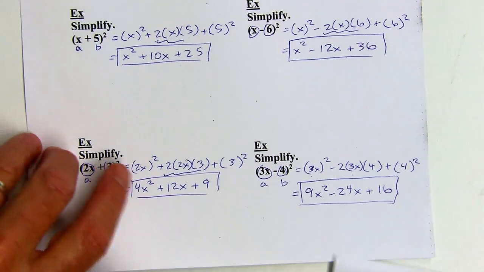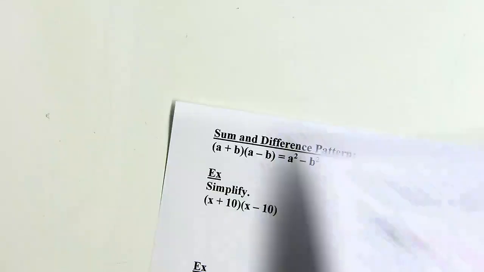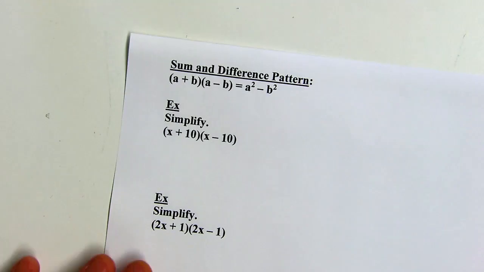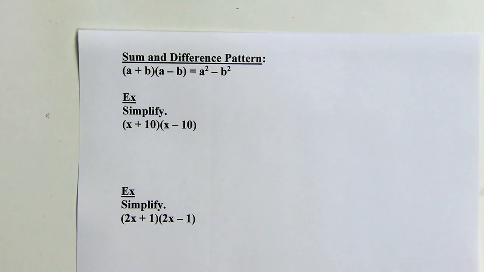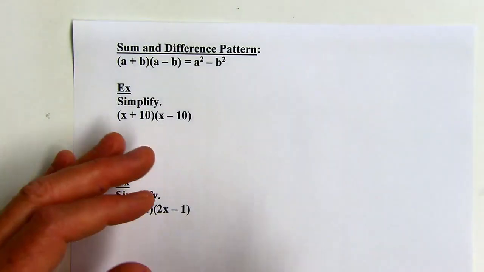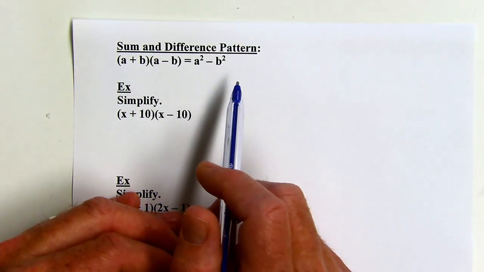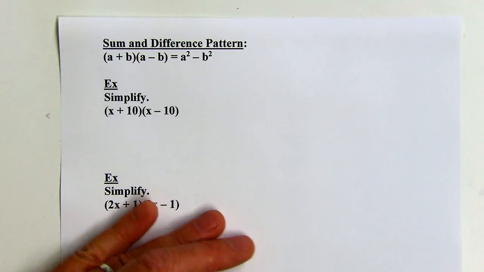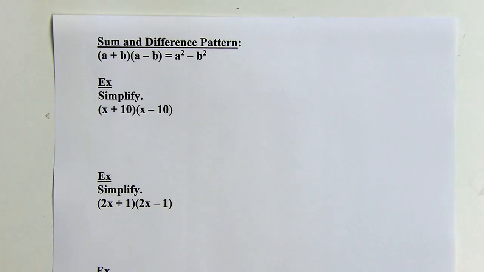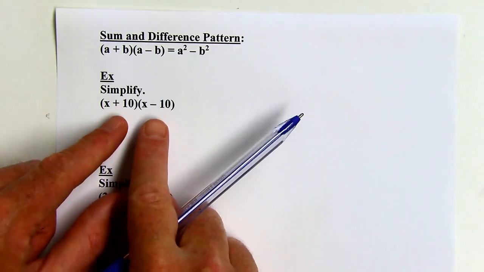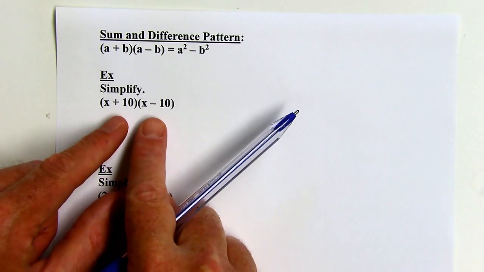On the next page, we have a different pattern, and in my opinion, this pattern is much more important than the ones on the first page, because we're going to use this pattern a lot when we are factoring later on. It's going to come in very handy. Okay, so these problems we can still just FOIL. It'll definitely work to FOIL.